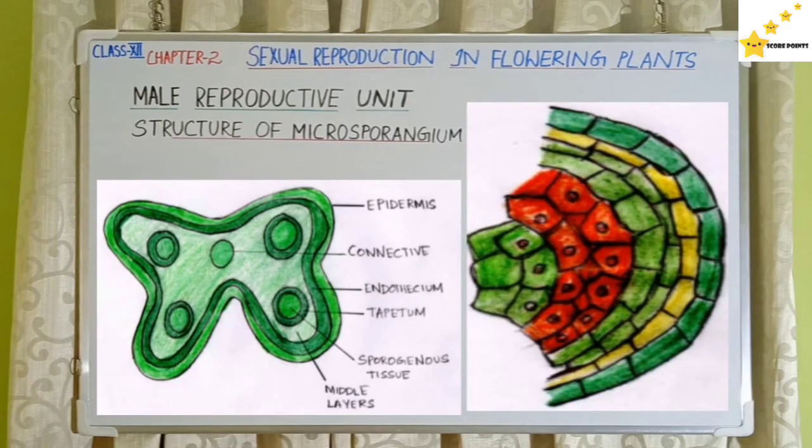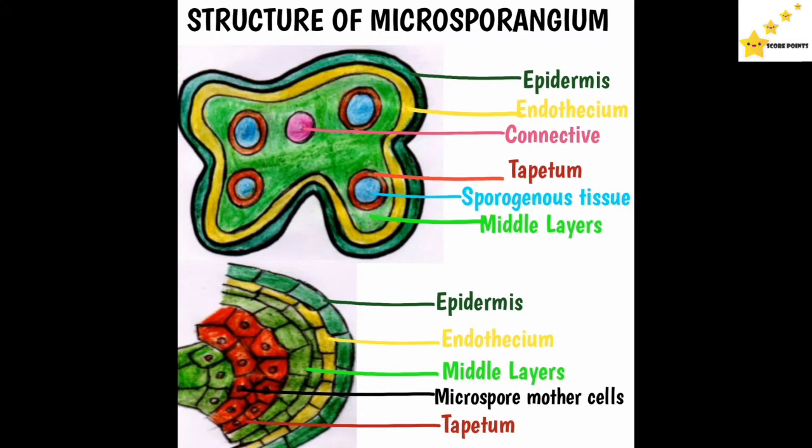Now we can see the enlarged view of one microsporangium and it shows the wall layers. One outermost, its epidermis, then the second layer endothecium, middle layer towards the middle, and then the final tapetum layer which provides nutrition.